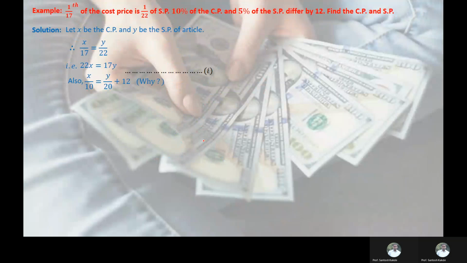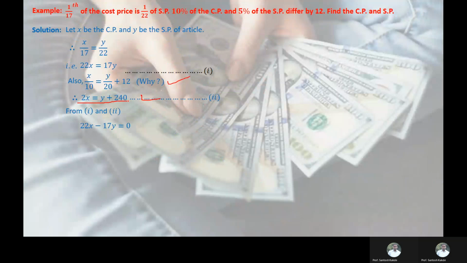Why is it so? You have to calculate it. Remember, if you are not getting the answer, then please ask me. Okay, so let us proceed. Just simplifying this equation, we get 2x is equal to y plus 240. Here I will not simplify it, just writing it in equation form. If anyone has not simplified it, then please contact me. So 2x is equal to y plus 240. This one is equation 2.